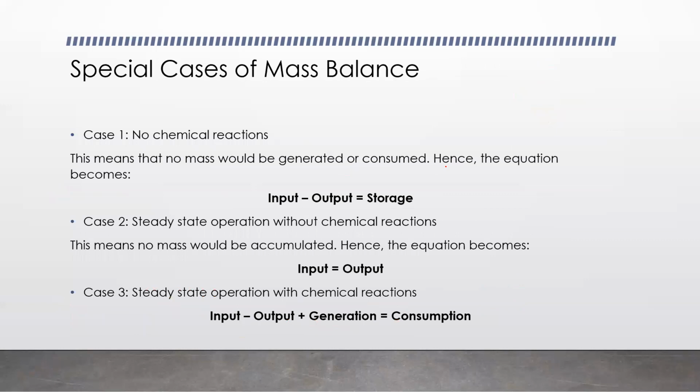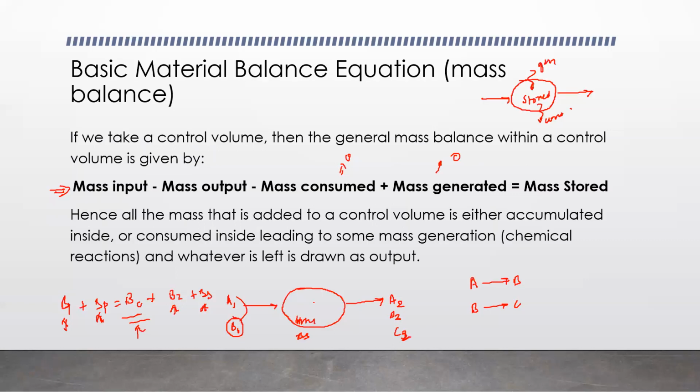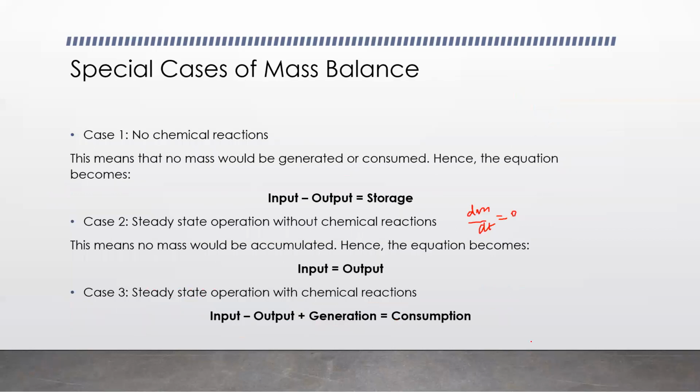Second is steady state operation. At steady state operation, no mass is accumulated. Mass accumulated means change in mass with respect to time at a particular point. And as we discussed, for steady state, dm by dt, or d property by dt, is equal to 0. So if no mass is stored, this term becomes 0 and the equation becomes mass input minus mass output plus generation is equal to consumption.